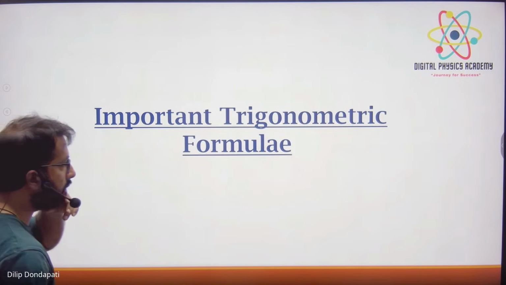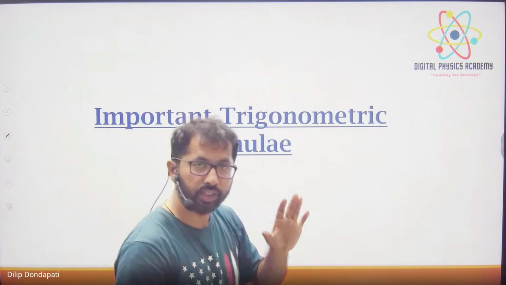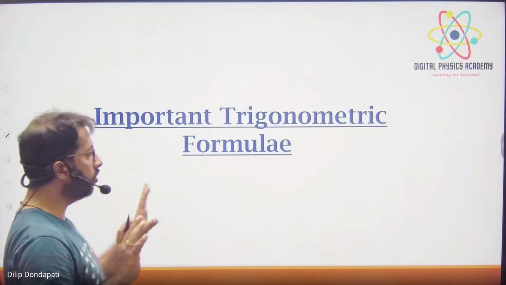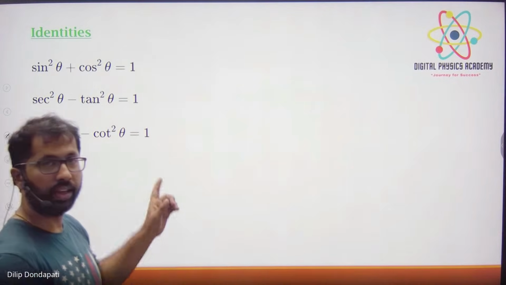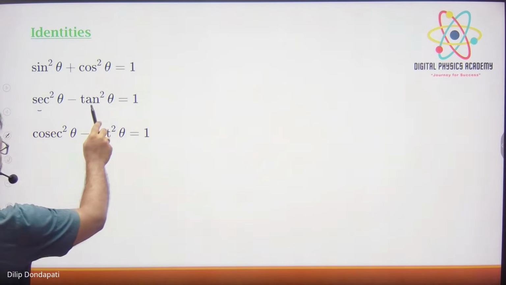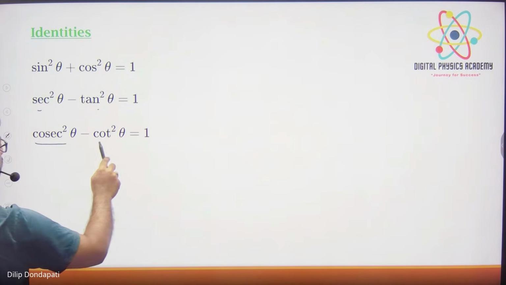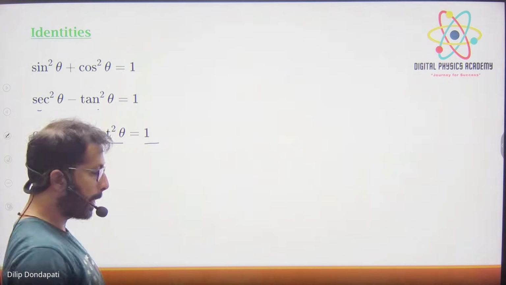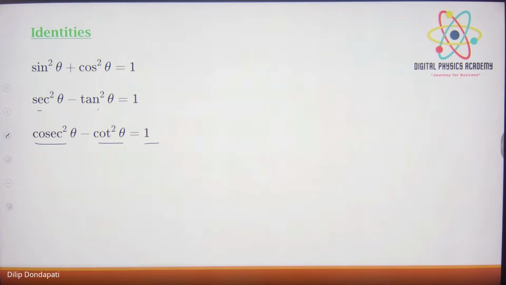Now some important trigonometric formulas which are useful for physics, only those we are dealing with. Actually in maths you will go in depth, but now we are dealing only with what is required for physics. Okay. So identities you already know. Sin square we learned in 10th class, right? Sin square plus cos square equal to 1. Secant square theta minus tan square theta is 1. Cosecant square theta minus cot square theta is 1. Right, write, copy down. These identities we studied in 10th.